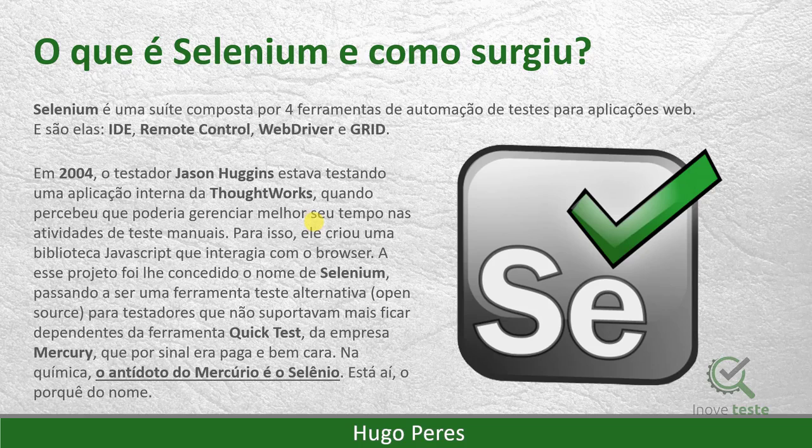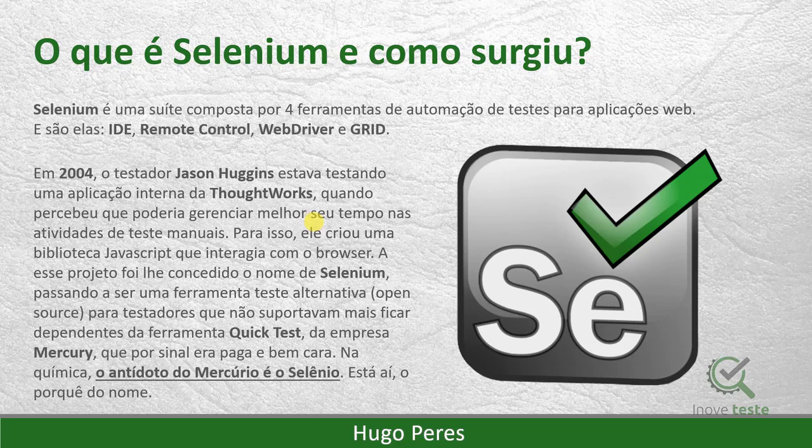And at the time, there were few alternatives for testers, who were also no longer supported and stayed dependent on other test tools, such as QuickTest, which is a paid tool from the Mercury company, and that was very expensive. And for the curious, in the periodic table, Selenium is the antidote to Mercury. So, there is the reason for the name.